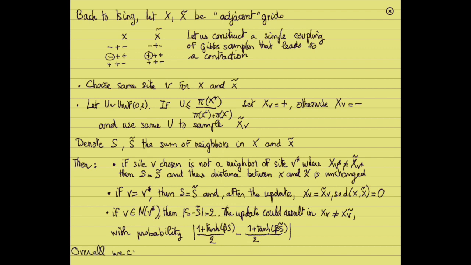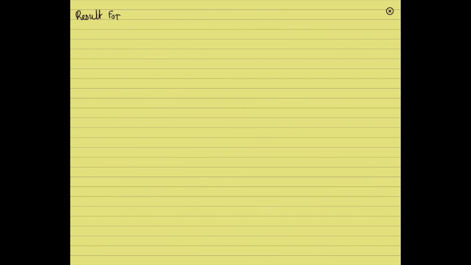And so overall, summing over all those possible cases and the resulting distances between the grids, we can in fact obtain that the expected distance at the next step will be less than a certain lambda times the current distance between the grids. And of course, we're looking at adjacent grids, so the current distance between the grids is equal to 1.